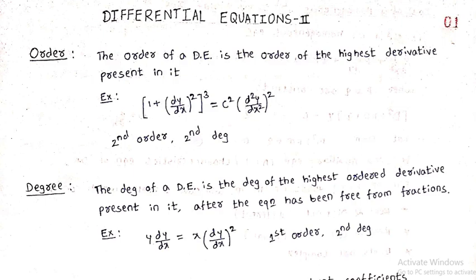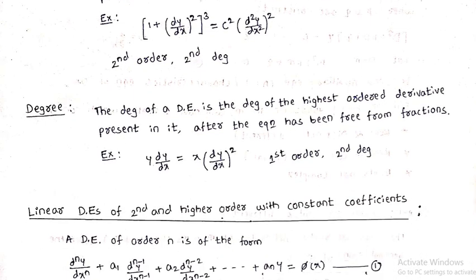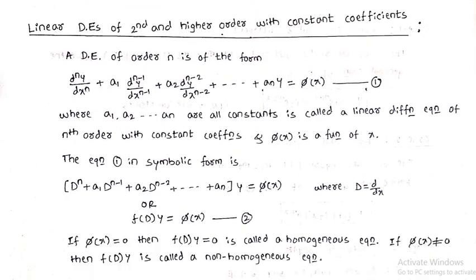So this is about the order and degree of the differential equation. The next topic is linear differential equations of second and higher order with constant coefficients. A differential equation of order n is of the form d^ny/dx^n + a1 d^(n-1)y/dx^(n-1) + a2 d^(n-2)y/dx^(n-2) and so on up to an y = phi(x).